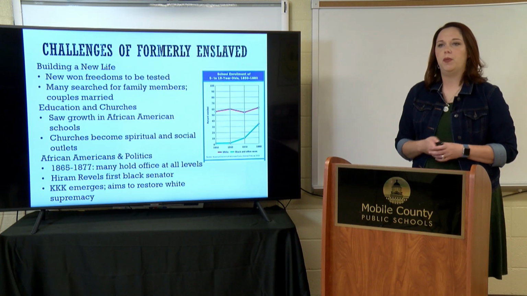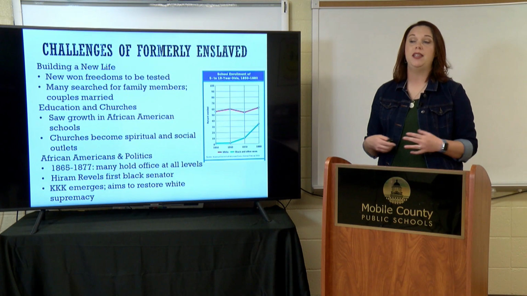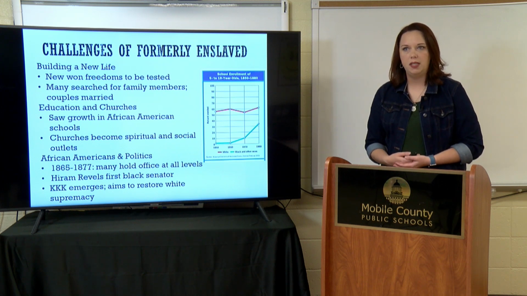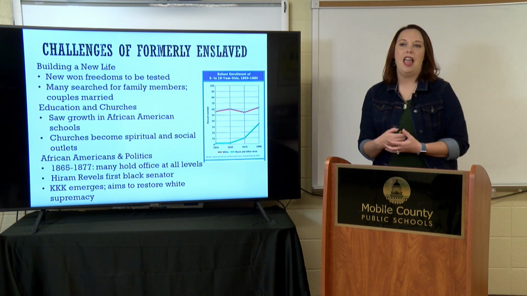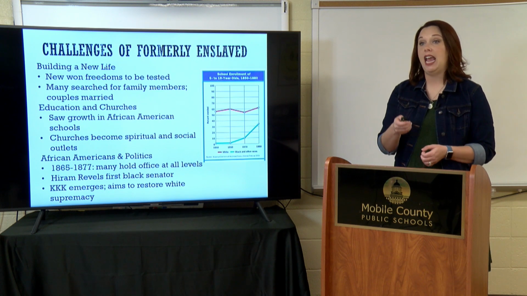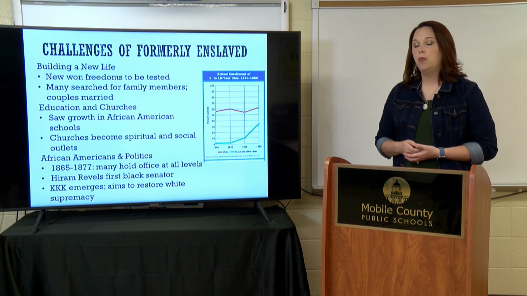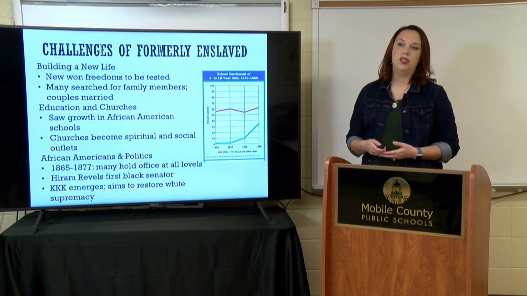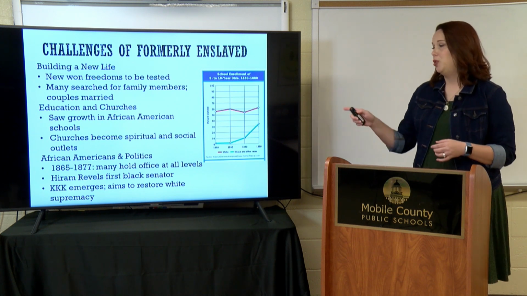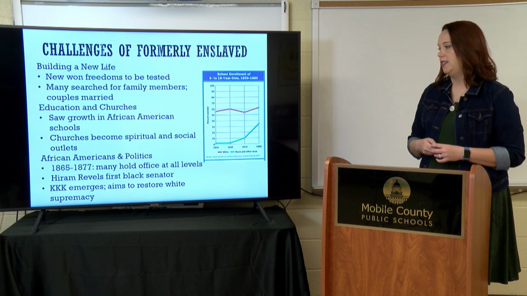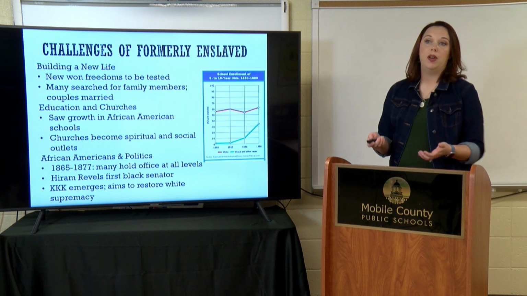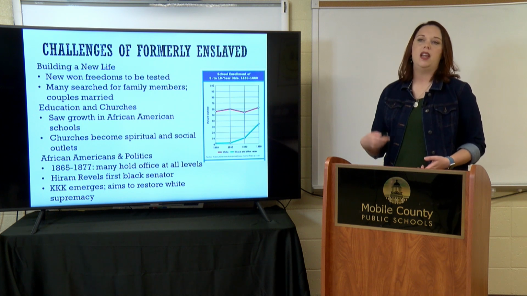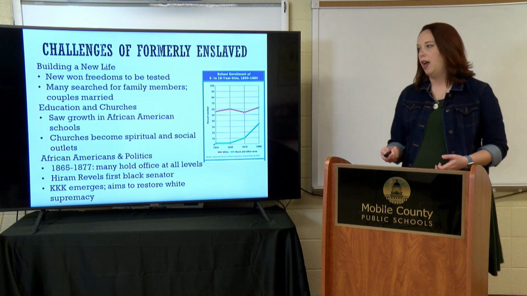Now, another big shift that we're going to see in the African American community at this point is African Americans being involved in politics. Now that they have the rights to be citizens of the United States, and African American males have the right to vote, we're going to see more and more of these individuals becoming involved in politics. It's going to be a tough road to start off with, but between 1865 and 1877, we're going to have many African American males holding office at all levels of government, from local and state all the way up to the federal government.